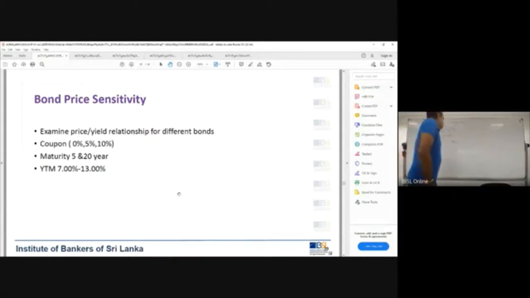Now, how it works is longer the maturity, longer the duration. Longer the maturity, longer the duration. Also, lower the coupon, longer the duration.